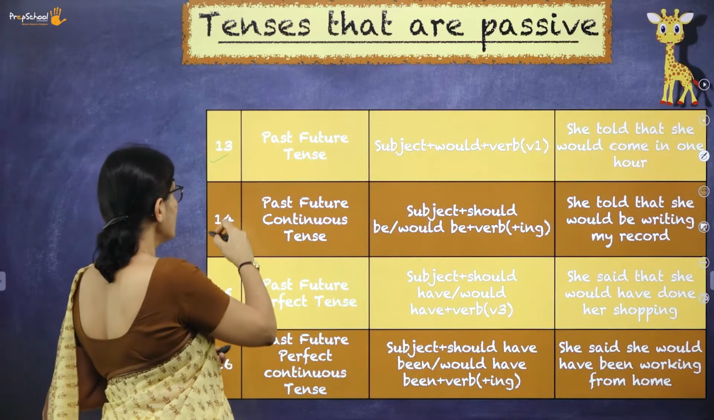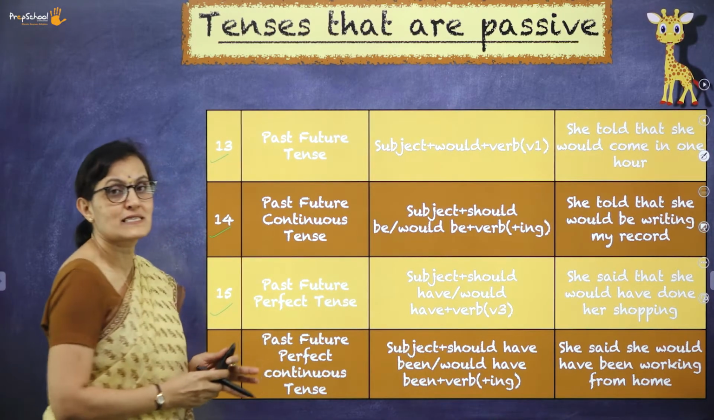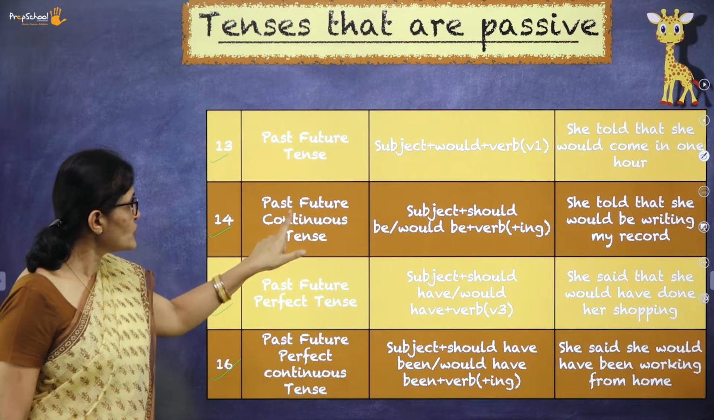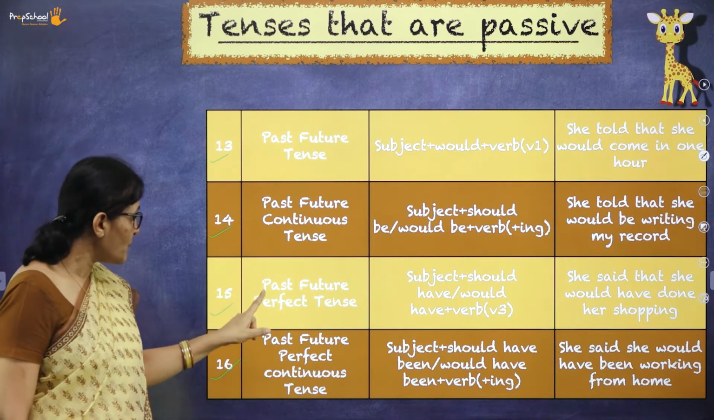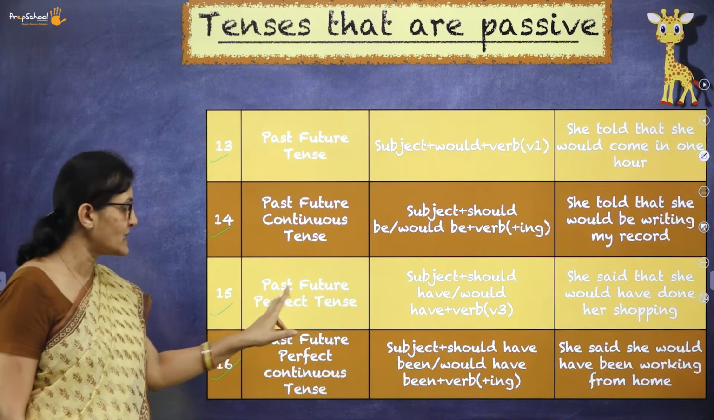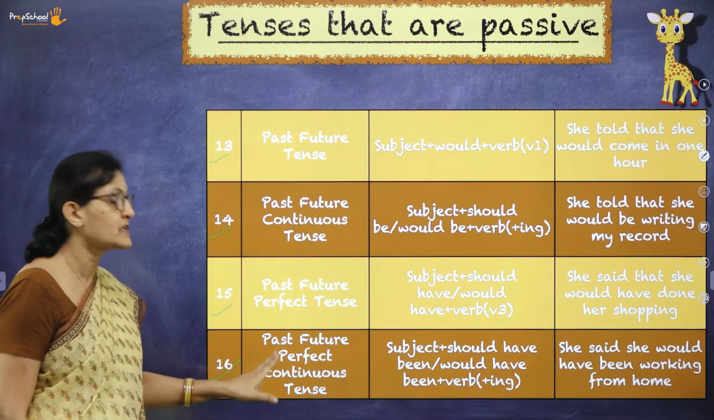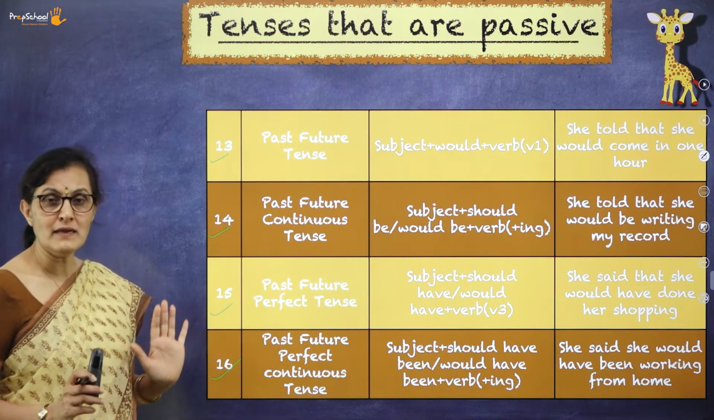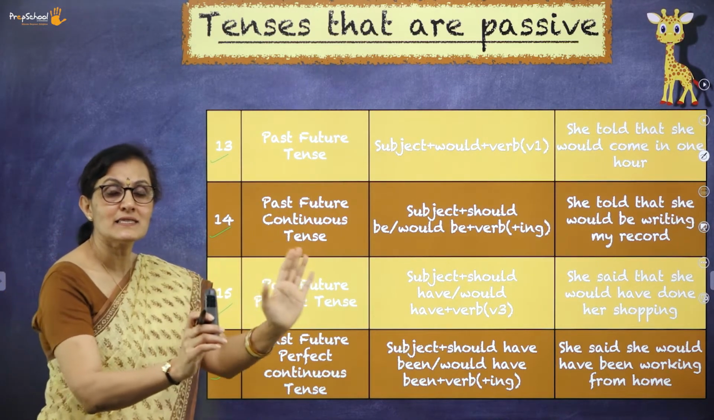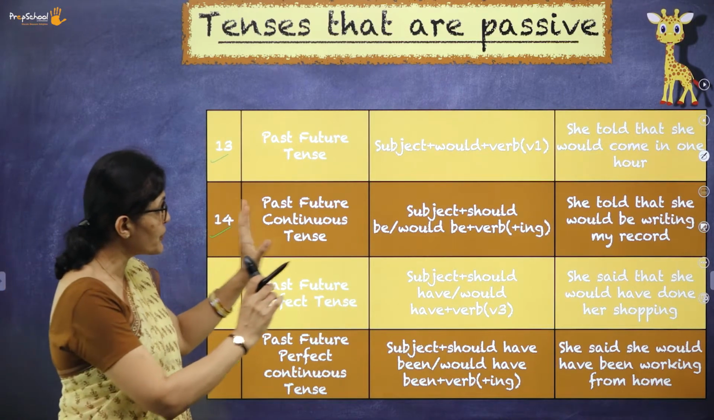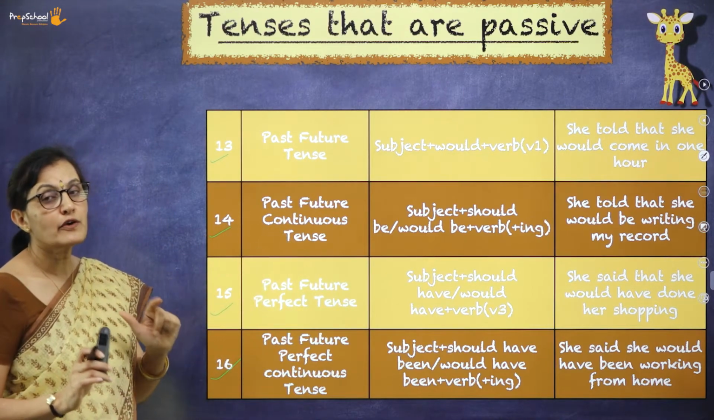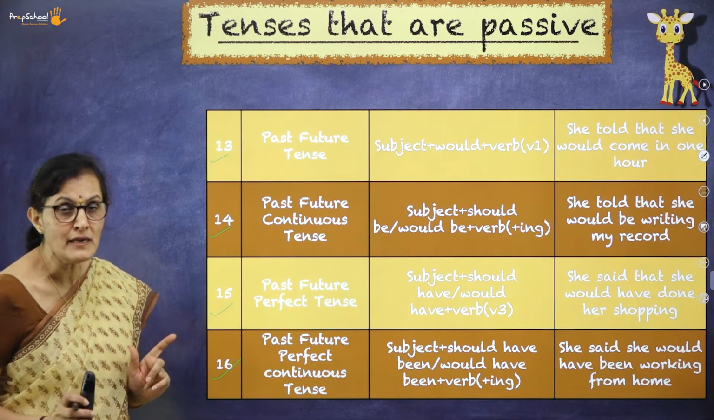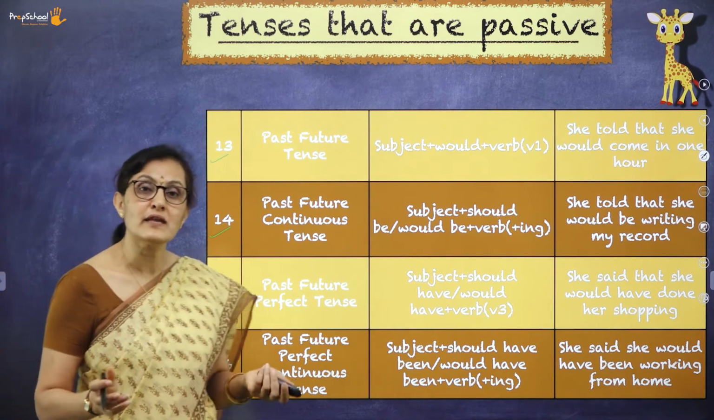What is the 13th, 14th, 15th and 16th? You will see past future tense, past future continuous tense, past future perfect tense, past future perfect continuous tense. No need for you to actually understand, but still, since it is a tenses class, I wanted to put this part also there. So if you want to go through, please go through. It is self-explanatory. Otherwise, you may ignore it.